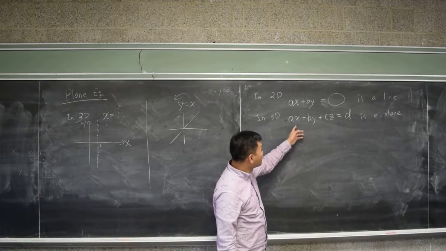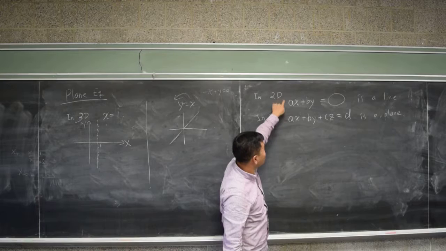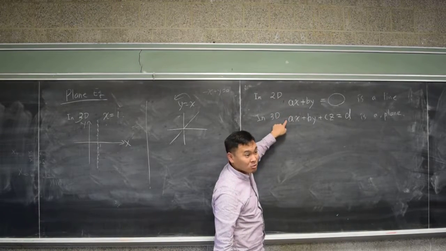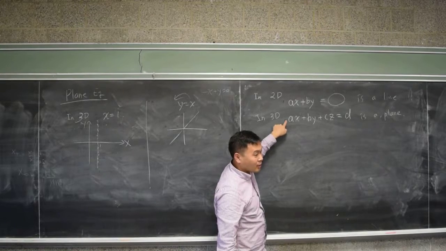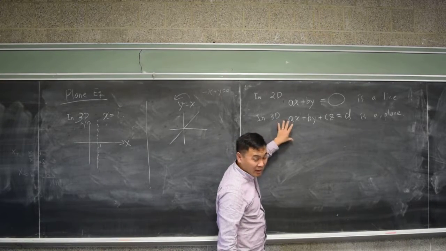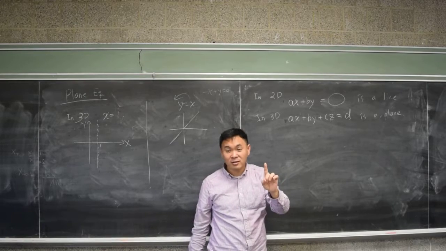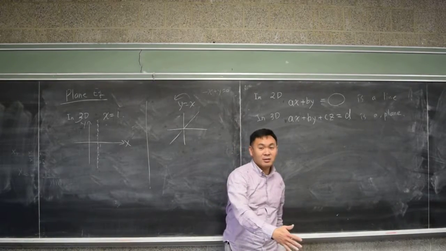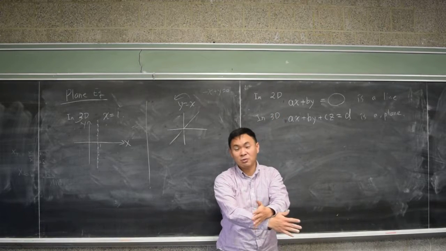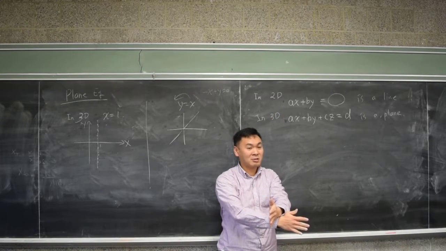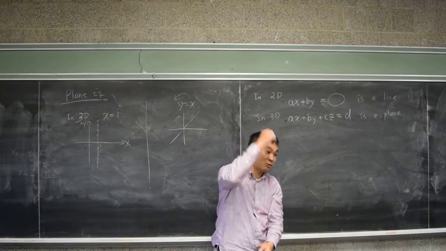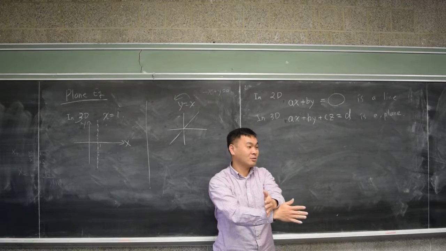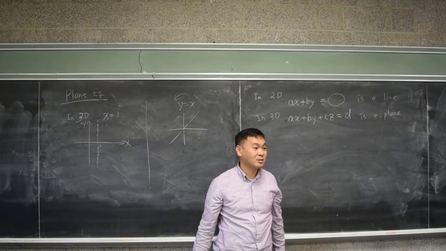So one linear equation in 2D gives you a line, whereas one linear equation in 3D gives you a plane. And two linear equations in 3D gives you a line. Now think about why that's true. If you have one plane and you impose another plane, if you want these two to be satisfied at the same time, what are you looking at? You're looking at the intersection of the two. And what's the shape of an intersection of two planes? It's a line.